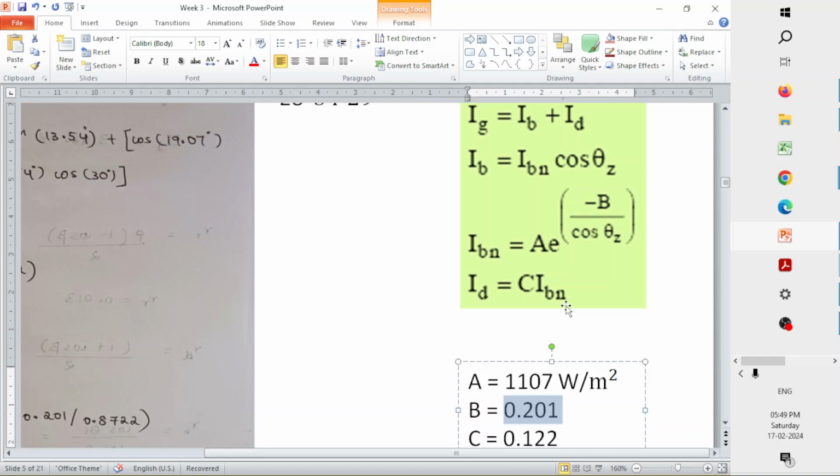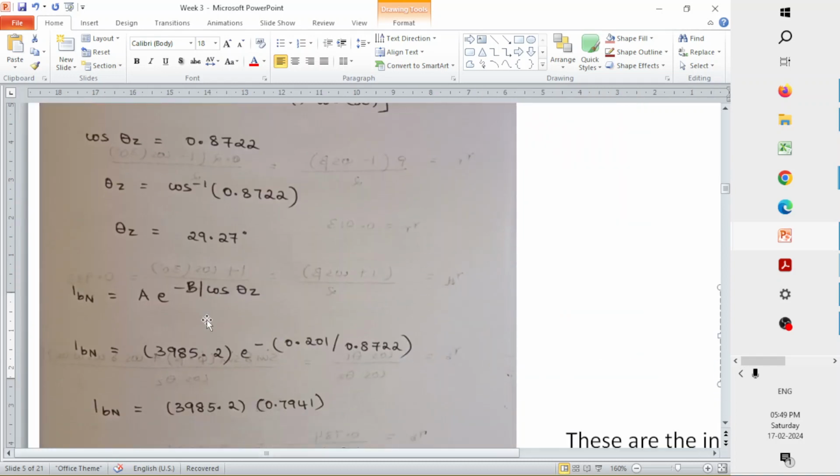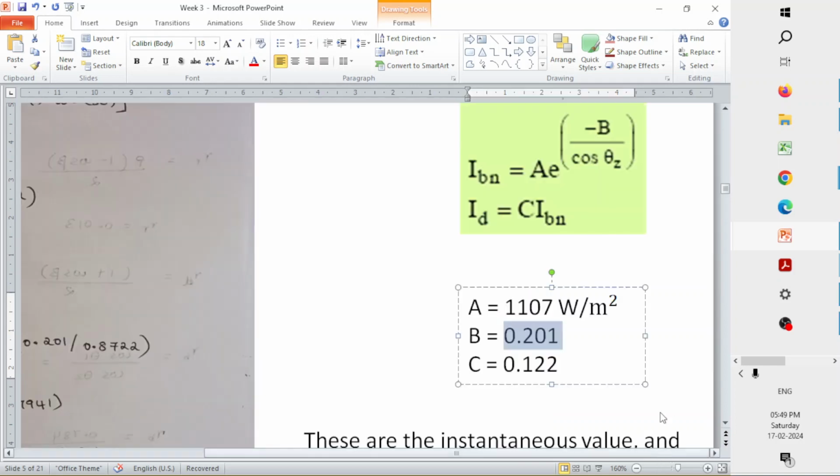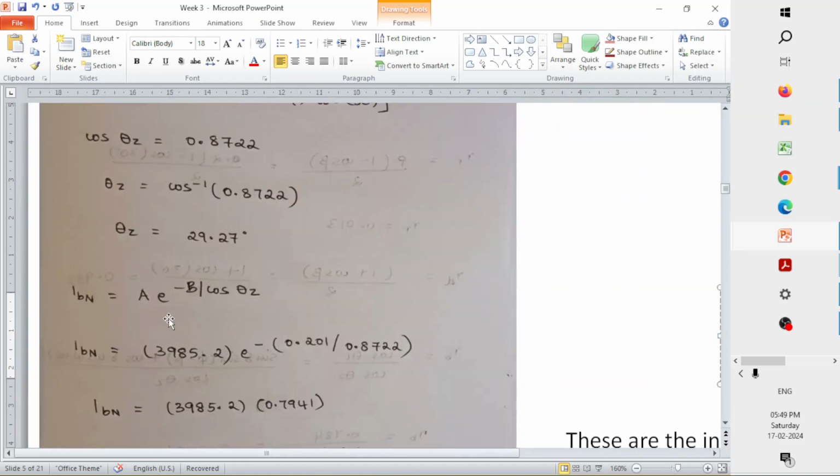So you don't know the beam normal flux also. Beam normal flux now we will calculate, because you know the value of A and B. So IBN is A times e power minus B by cos of theta z. So that's what is shown here. Your value of A, over there it is given as 1107 watt per meter square. Here it is 3985.2, because here I have calculated that watt per meter square in terms of kilojoule per meter square hour. So if you multiply this value by 1000 and divide that by 3600, you will get the value. Let me just calculate it once. I'll just show the calculation.